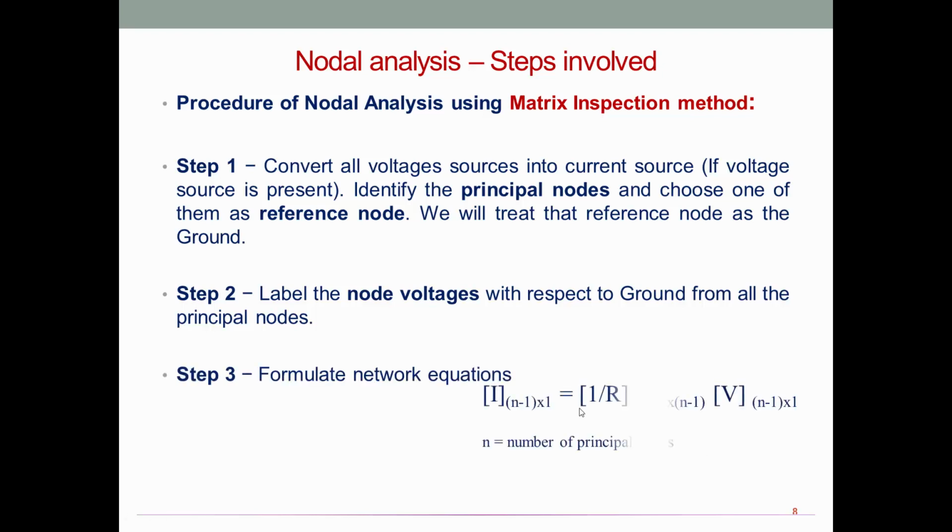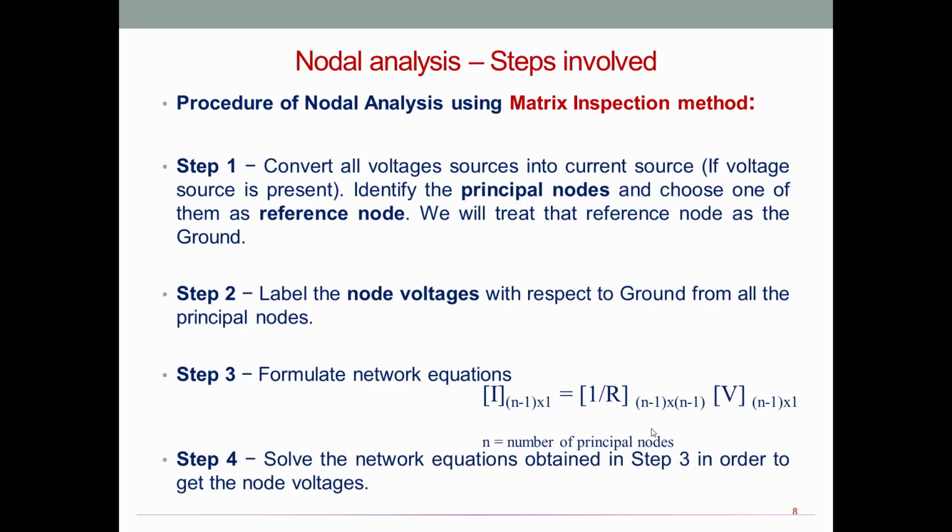Formulate the network equation: I with the dimension of n minus 1 cross 1, that is the current vector; inverse resistance matrix of n minus 1 cross n minus 1; V, the voltage vector with the dimension of n minus 1 cross 1, where n is the number of principal nodes. Then solve the network equation obtained in step number 3 to calculate the node voltages.